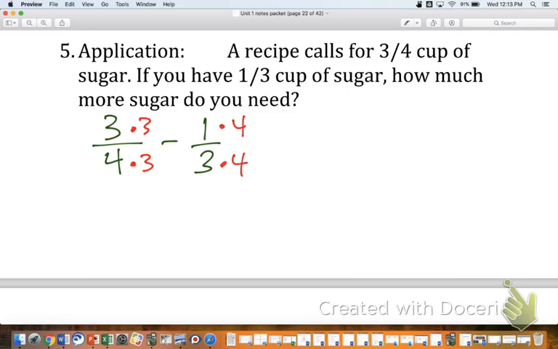I can go ahead and simplify these. 9/12 minus 4/12. One last chance to do this. Victoria, when I'm subtracting fractions, what do I do with my denominators to get to that final answer? Keep it the same. And what do I do, Victoria, with my numerators? Yep, so 9 minus 4 is 5. We need 5/12 of a cup. I don't know where you're going to find that, but that's what you need.